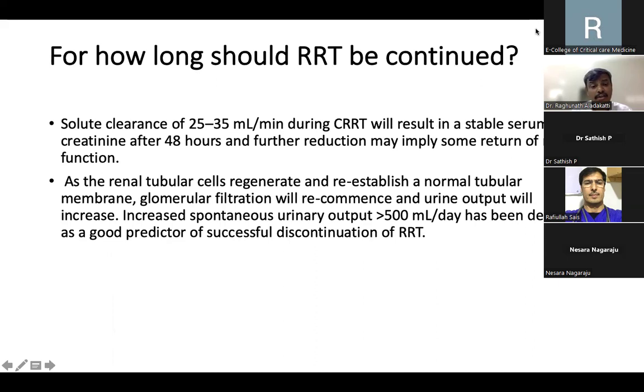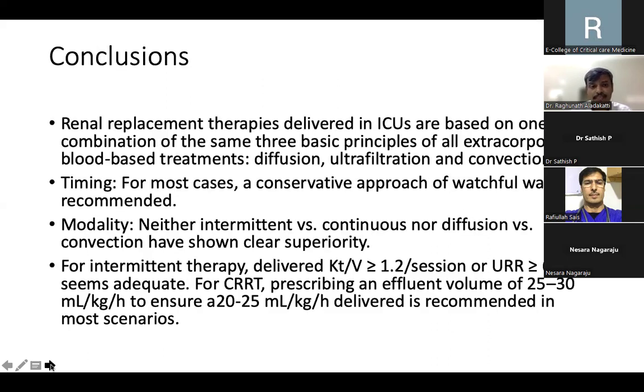And when to stop dialysis? When there is a solute clearance of 25 to 30 ml per minute during CRRT, it will result in a stable serum creatinine after 48 hours. If creatinine is normal after 48 hours, or urine output is 500 ml per day, then we can stop and see whether the patient really requires dialysis or not. If the output is improving and creatinine is coming down, then there is no need for dialysis.